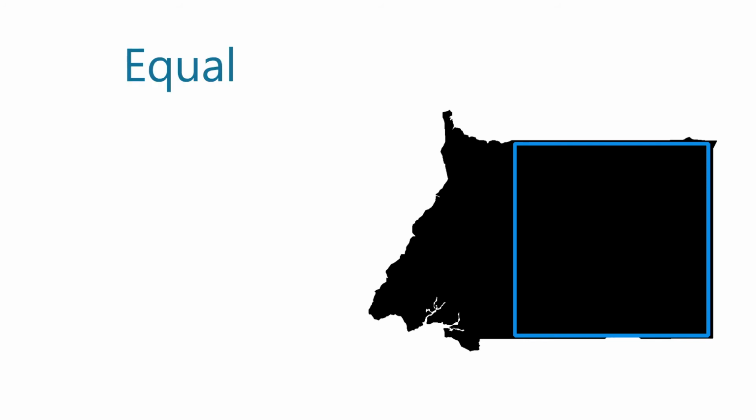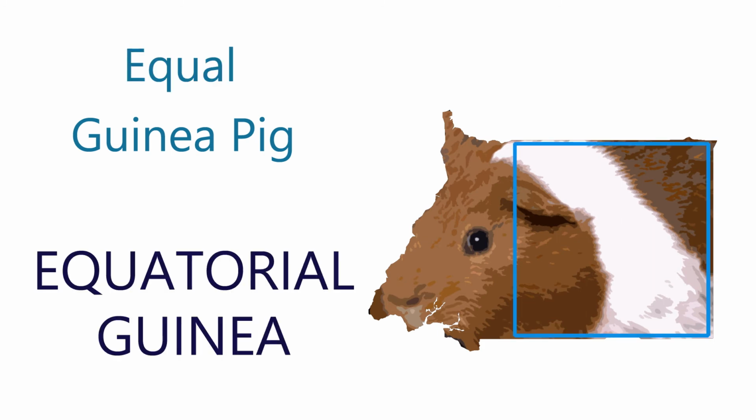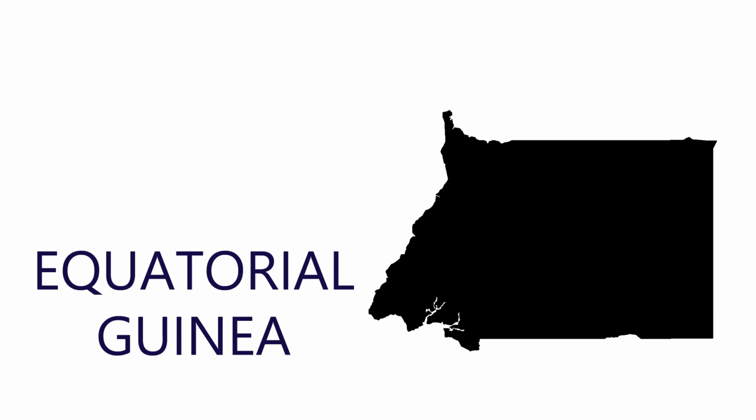The first thing I notice for this shape is the equal sides on the right-hand half. So that makes us think of the word equal. And then the whole shape looks like some kind of rodent, perhaps a guinea pig. So we have equal, guinea pig helps us remember Equatorial Guinea.